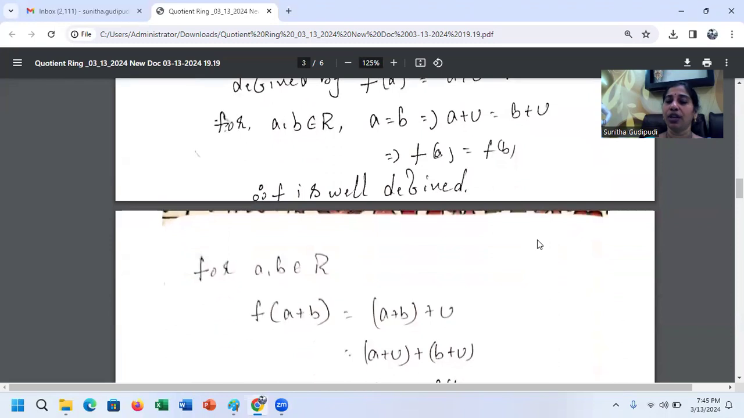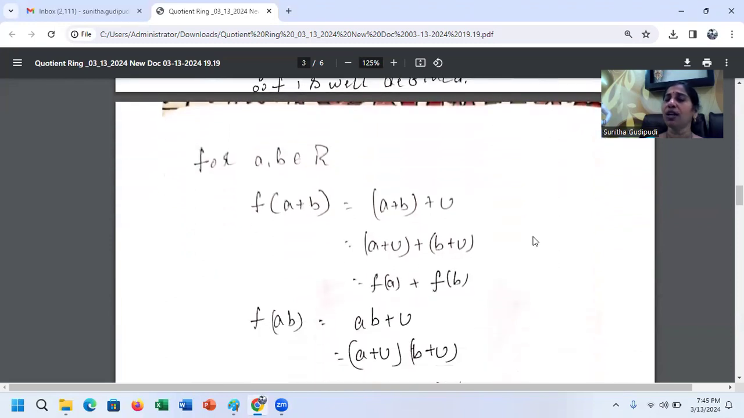Now let's proceed to the next properties. What are the next properties? We need to establish that f is a homomorphism. So let's check, is f a homomorphism? For that, let's consider two elements from R. So let a, b belong to R.